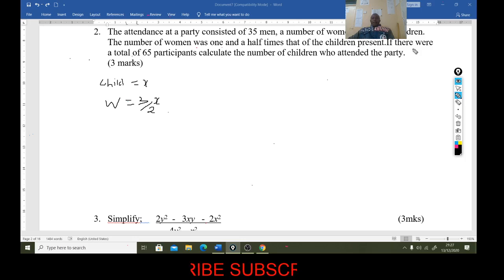And then if there were a total of 65 participants, calculate the number of children. So all of them were 65, and we know men were 35. So that means if we add all of this, it gives you 65.